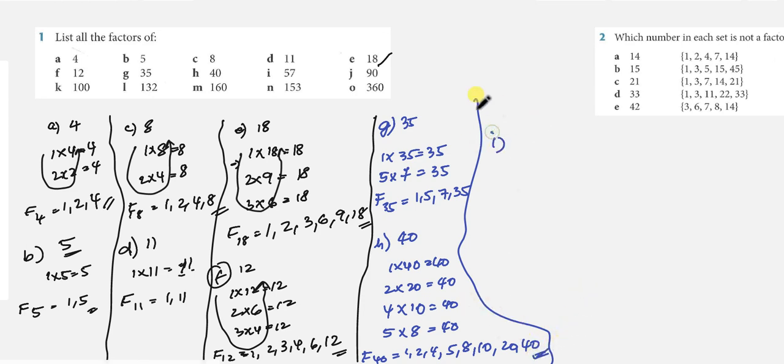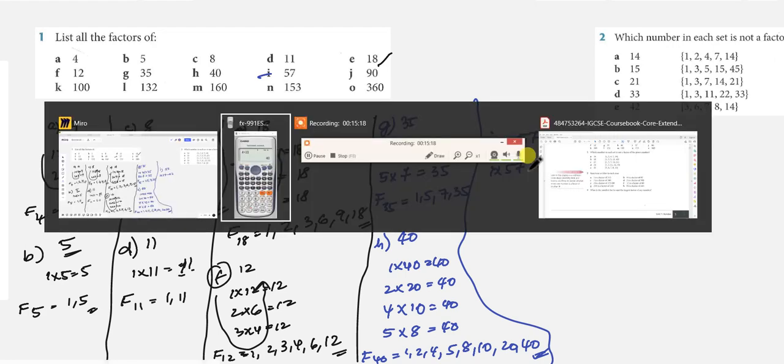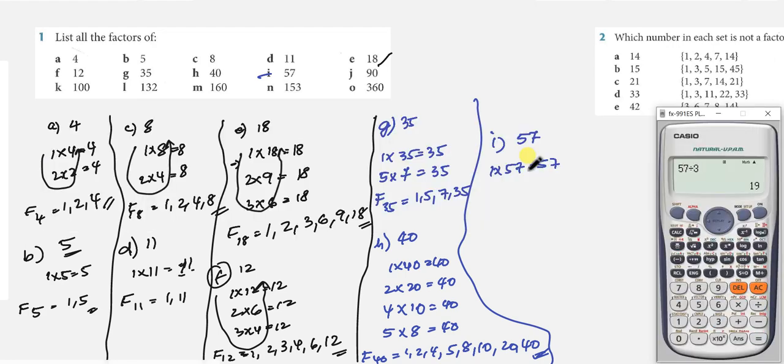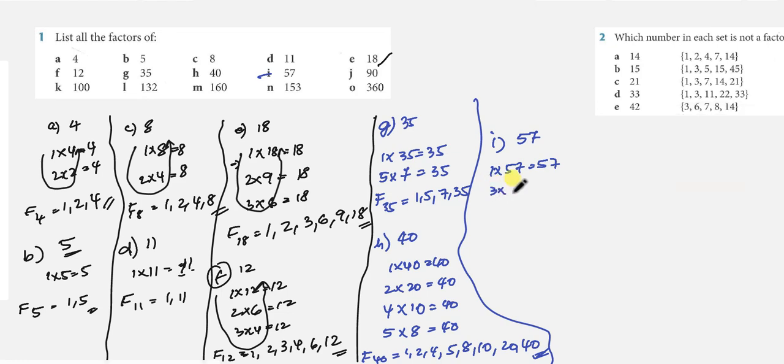Then we have I. Question I is 57. So 1 times 57 is equal to 57. Then 57 divided by 3, yes, so 3 times 19 is equal to 57. Okay, and there is no other number by which we can divide 57. So we conclude here: F57 is equal to 1, 3, 19, and 57.